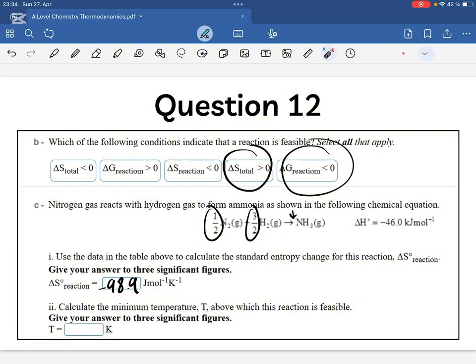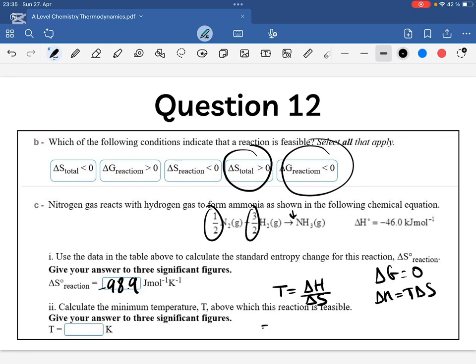In the next question, they said, calculate the minimum temperature T above which this reaction is going to be feasible. So to find the minimum temperature for this reaction to be feasible, we have to use this formula, T equals delta H over delta S. And remember, we know that we need to use this formula because delta G equals 0. We put delta G equal to 0, and by rearranging the equation, we find that delta H is equal to T delta S.